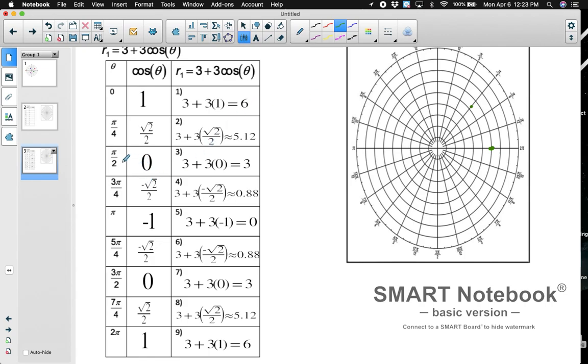Then, when I'm at pi over 2, remember that's the straight up and down. That's at this axis right here. And we're at 3 units. So 1, 2, 3.